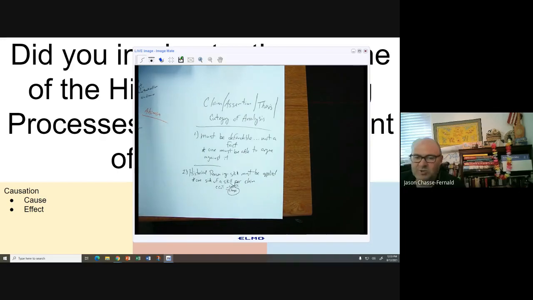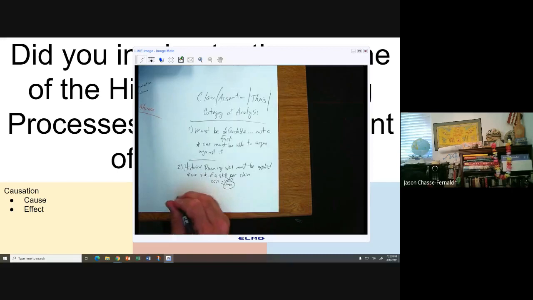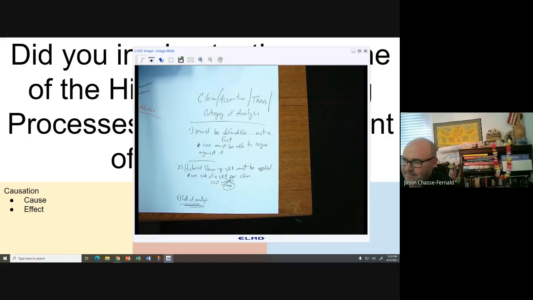Now, do you have to use the word change? No, you do not need to explicitly use the word change. You can use a word that means something to the effect of change. You also need a category of analysis. This is the meat of it, which is why I sometimes call your thesis a category of analysis.